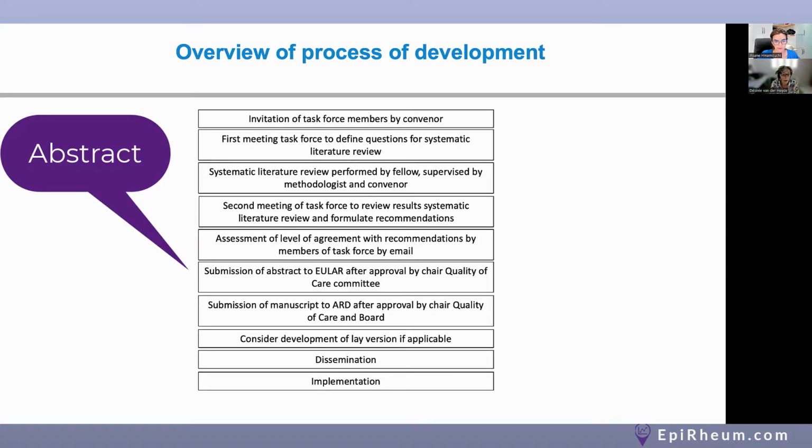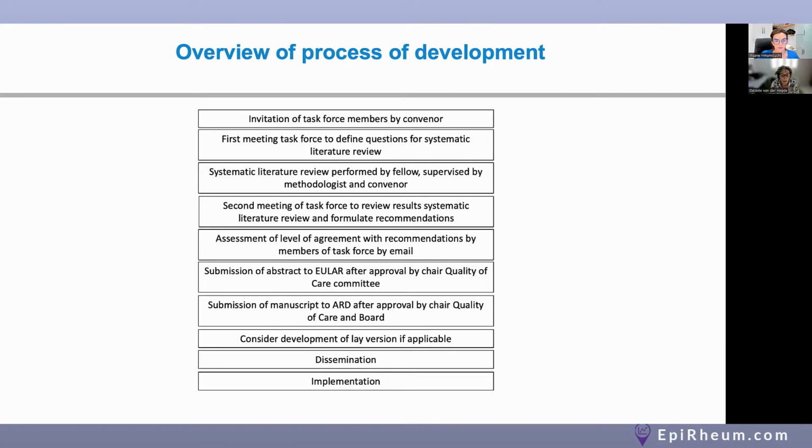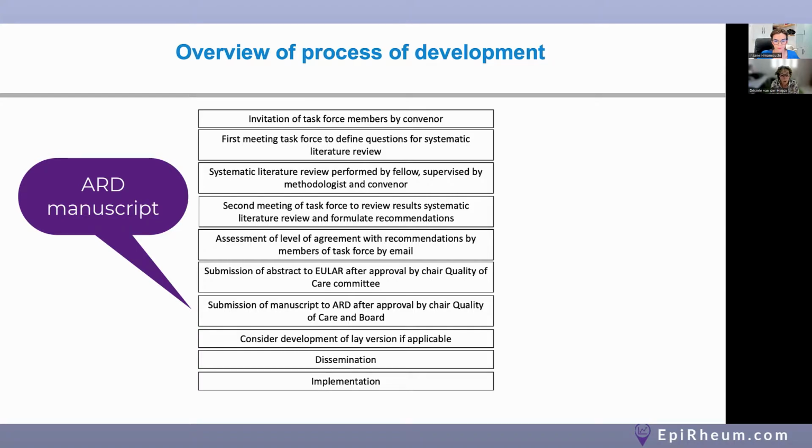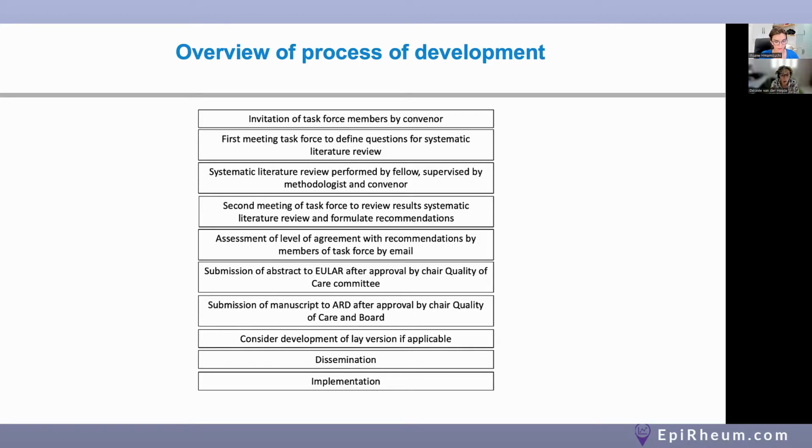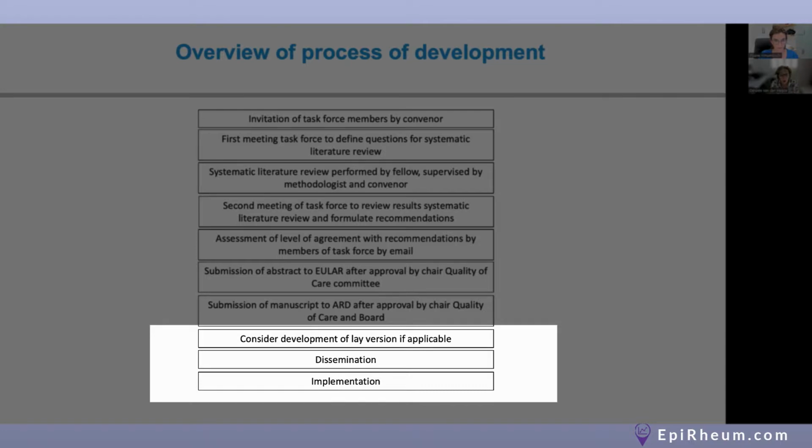Then the abstract that will be drafted has to be presented first at EULAR. You cannot first present it at another conference, and that needs to be approved by the chair of the Quality of Care Committee. Later, you submit the manuscript to ARD, but only after approval by the chair of the Quality of Care and the board of EULAR. Thereafter, you could consider if you want to develop also a lay version. Sometimes that's also done by ARD itself. And then important is the dissemination and the implementation. I will give you some more background of all these different steps.